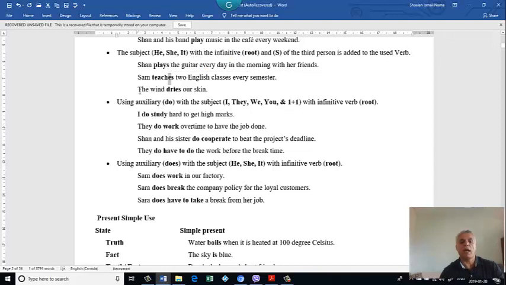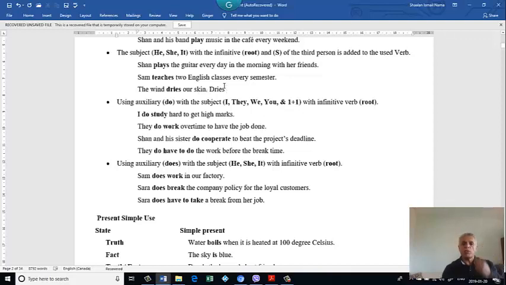Then we go to, if we have it, the wind dries our skin. If we look to the verb here, the actual verb is dry. But because dry ends with letter y, and before y here is a consonant, then we have to change dry to dries. Dries, because here the subject is in the group of he, she, or it. Here wind is it: it dries our skins.